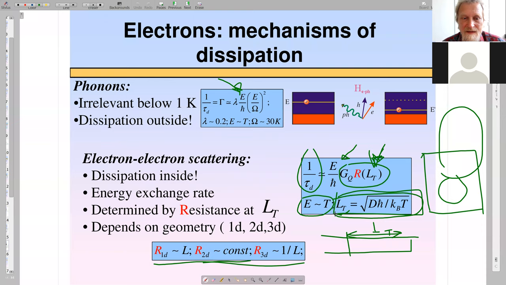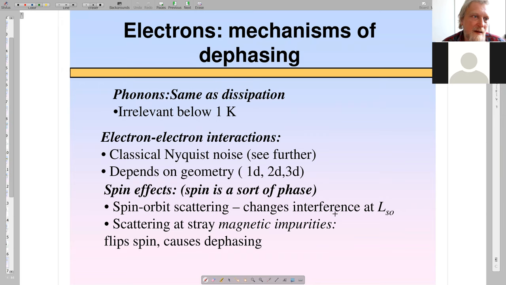How about mechanisms of dephasing? As we discussed, anything which causes dissipation also causes dephasing. So phonons are also a possible mechanism. Electron-electron interactions also come similarly, and in this case, electron-electron interactions come in the form of classical Nyquist noise. And we will talk a little bit further about this.